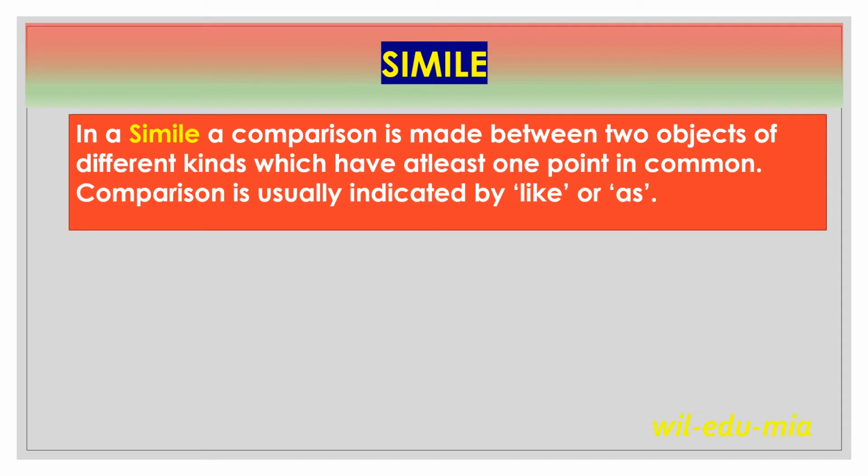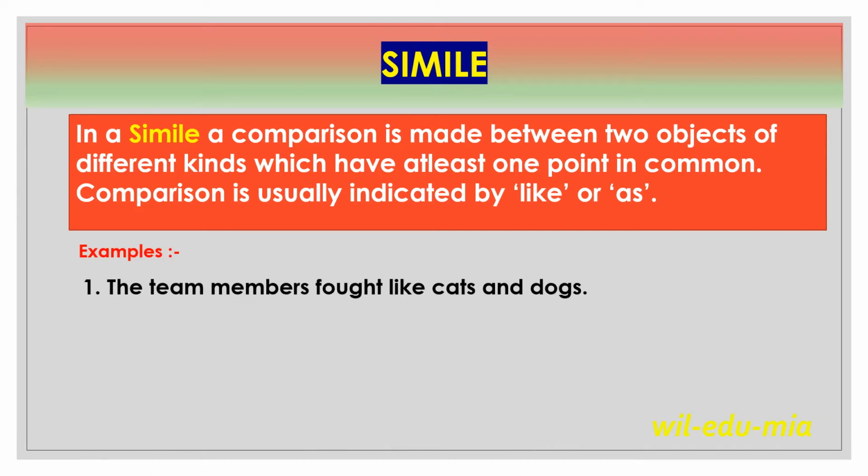Simile. In a simile, a comparison is made between two objects of different kinds which have at least one point in common. Comparison is usually indicated by like or as. We'll see the examples to understand it properly. The team members fought like cats and dogs. Yes, in this sentence, we have used simile. We have compared the team members fighting with the fighting of the cats and dogs by using the word like.